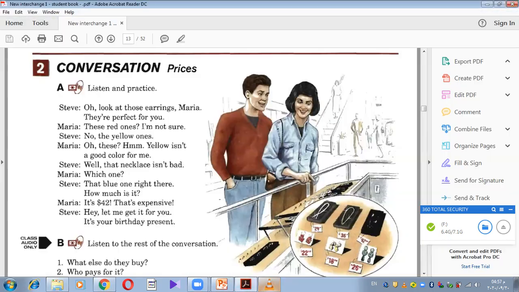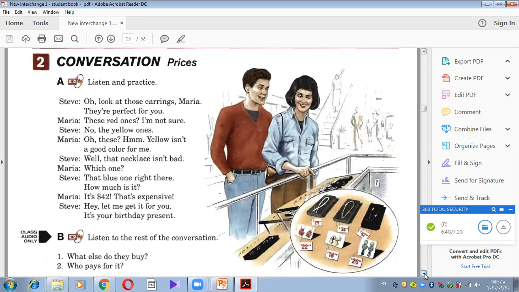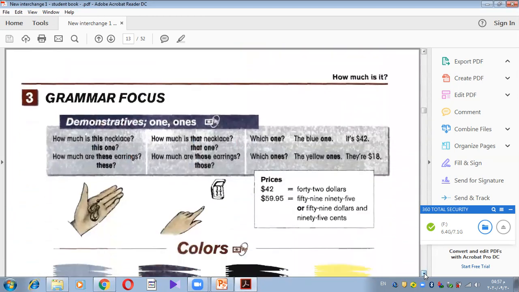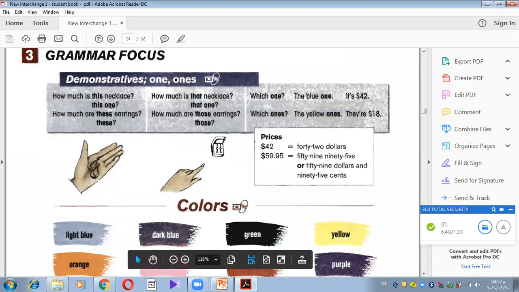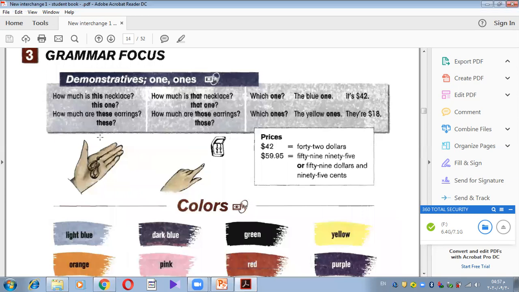Okay, let's see the next one. Again, how much is this necklace, or how much is this one? Do you remember? It's a singular. How much is that necklace? How much is that one? But if it's a plural, I can say what? How much are these, or how much are those?